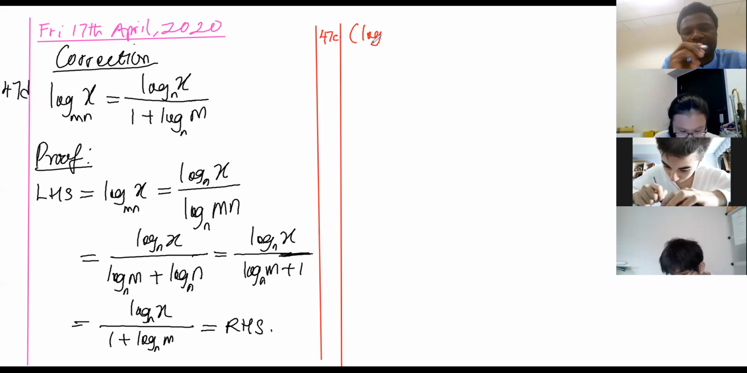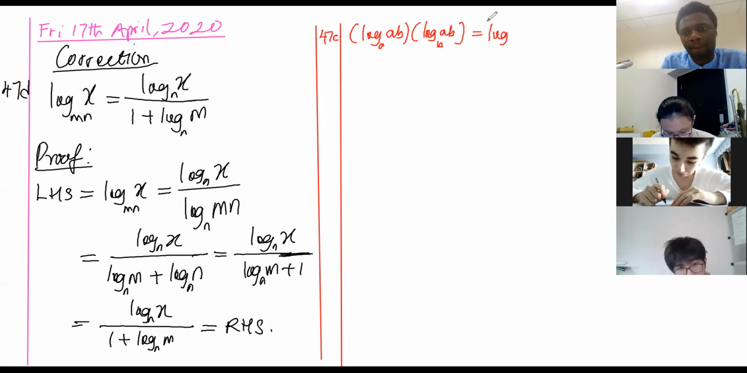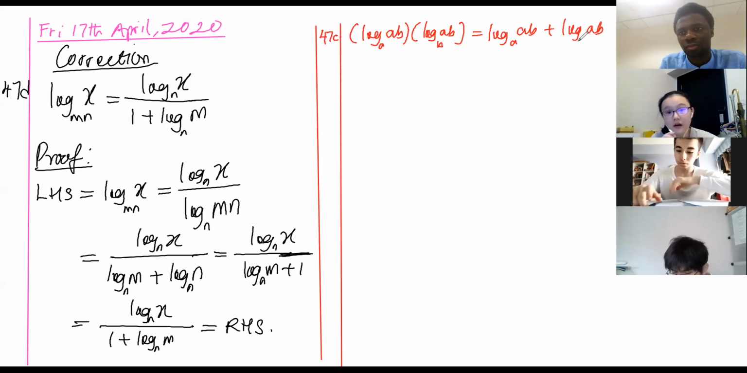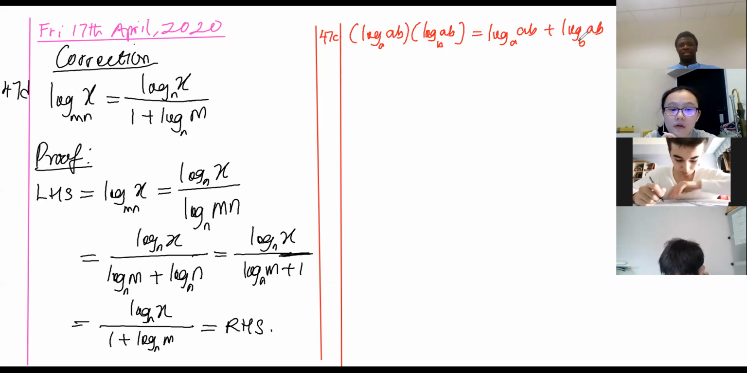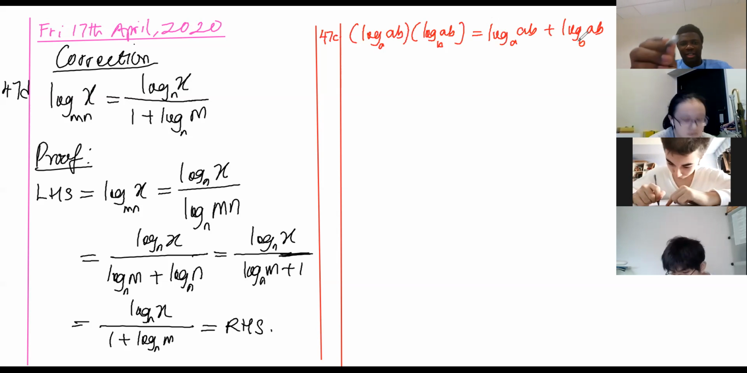Bracket log base A of AB, and another bracket log AB base B, is equal to log AB base A plus log AB base B. Isn't that weird? The product of two logs is giving us their sum because they are AB, AB. That's weird, right? Okay, let's see.